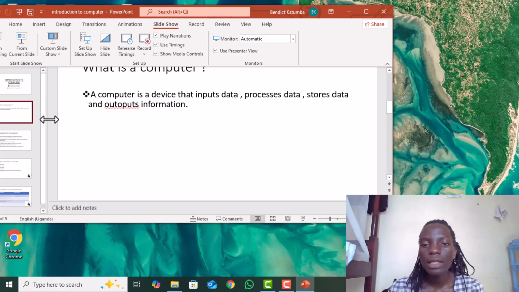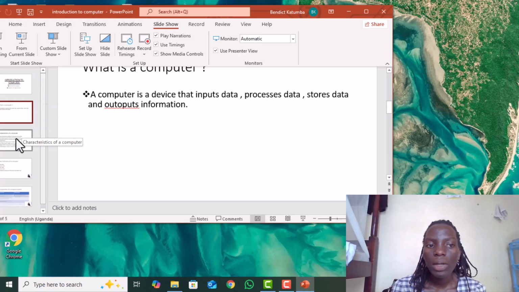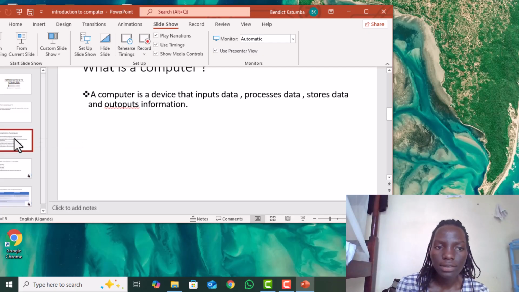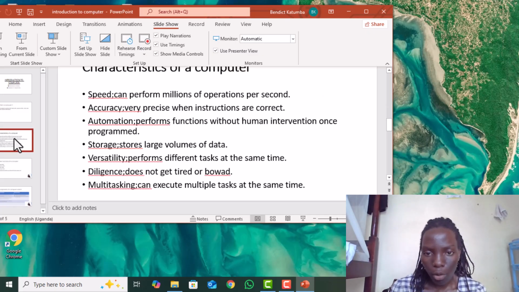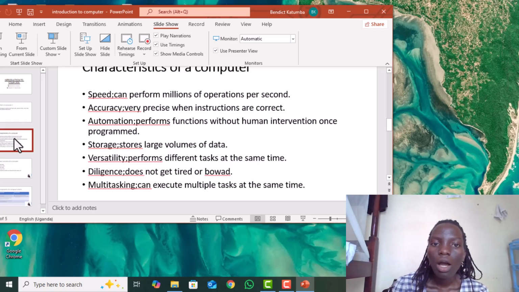As we have known the definition of a computer, what else do we need to know about it before we can know what it does? Characteristics of a computer. As I have said, a computer can perform millions of operations per second. That is, it is speedy. A computer is accurate. It is very precise when instructions are correct. If you feed a computer wrong information or instructions, it will give you the exact thing to what you fed it with.